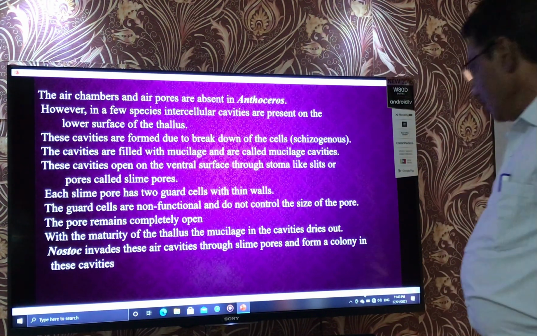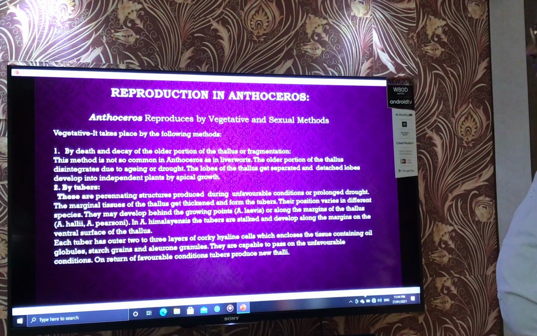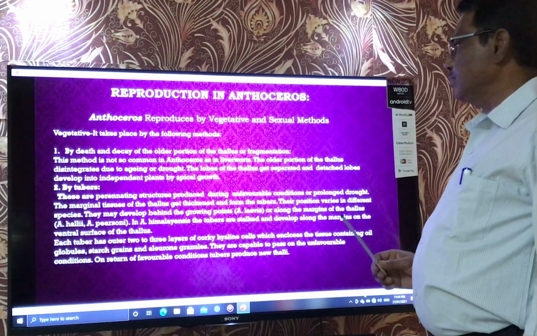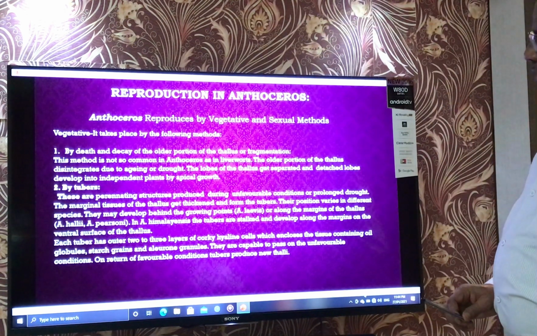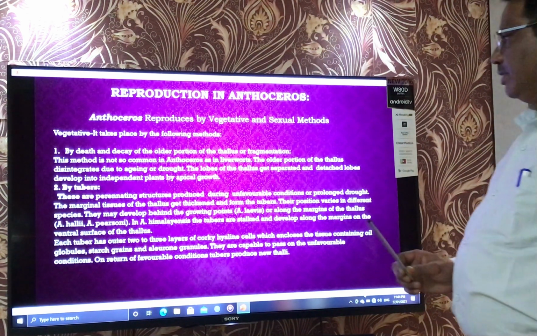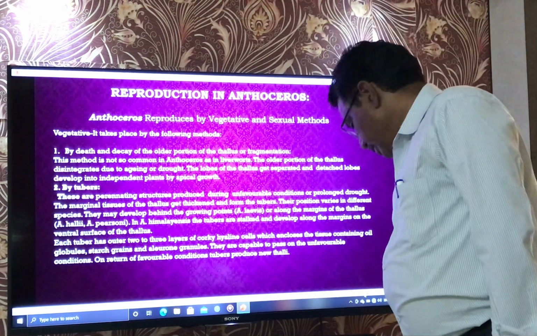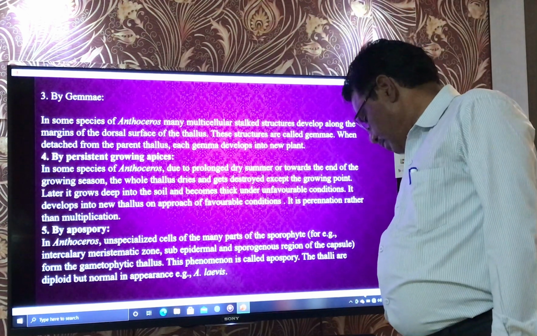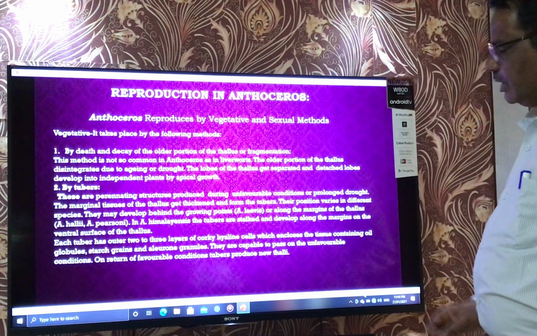So here the next point is reproduction in Anthoceros. Now this hornwort Anthoceros reproduces by vegetative and sexual methods. Vegetative method of reproduction takes place by means of death and decay of older portion, by tubers, then the next is by gemmae, by persistent growing apices, and the fifth one is by apospory. So we have to study one by one.